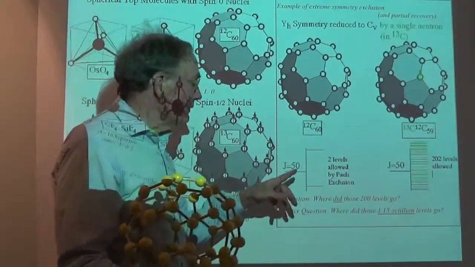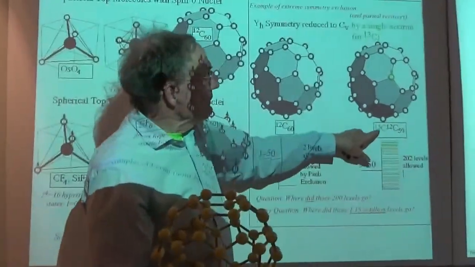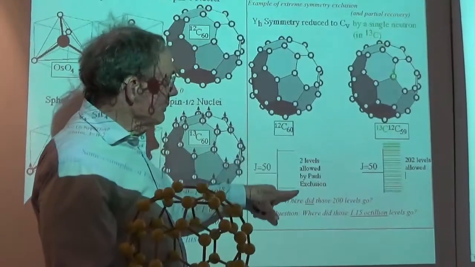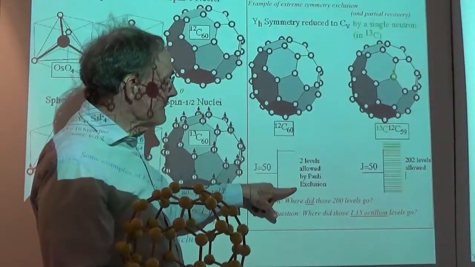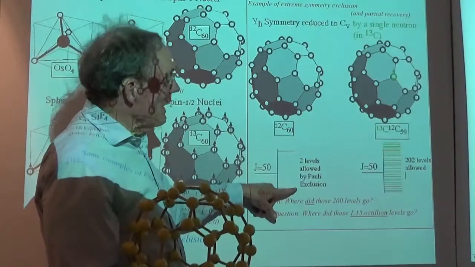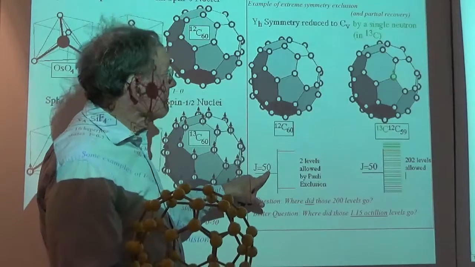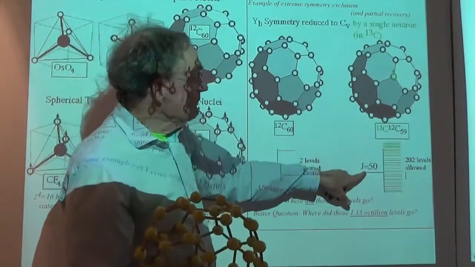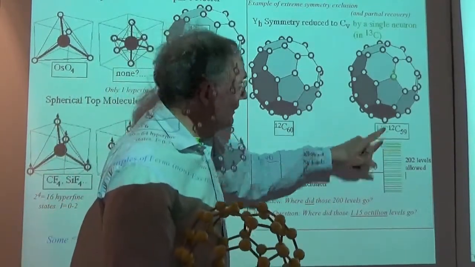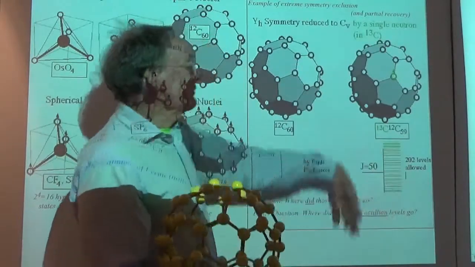Completely screws the thing up. All you have to do, if you put C-13 in there, these things were all forbidden by Pauli, Fermi, Dirac, except for those two levels at j equal 50. Here's what j equal 50 looks like. You put one neutron on there. 202 levels suddenly show up.